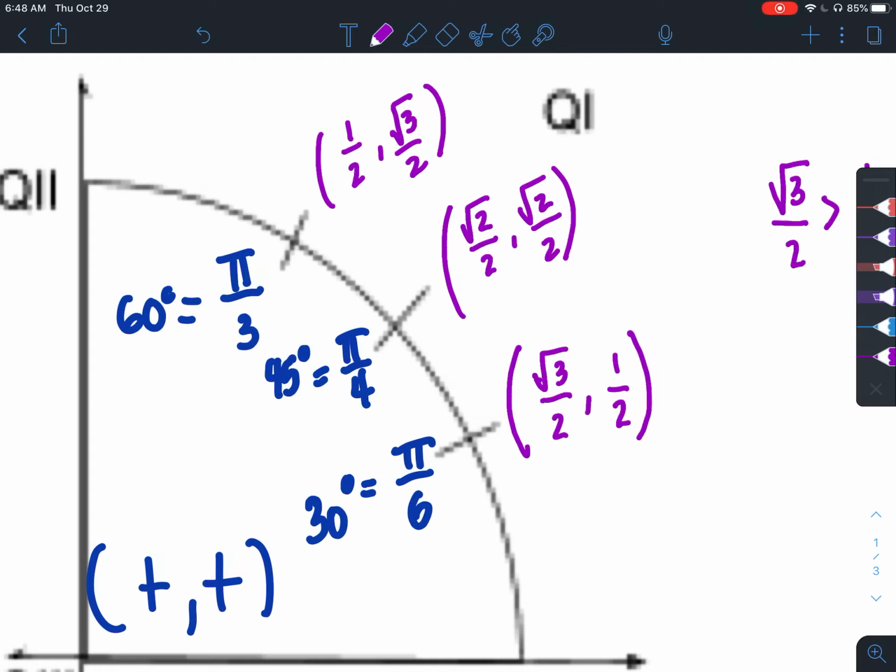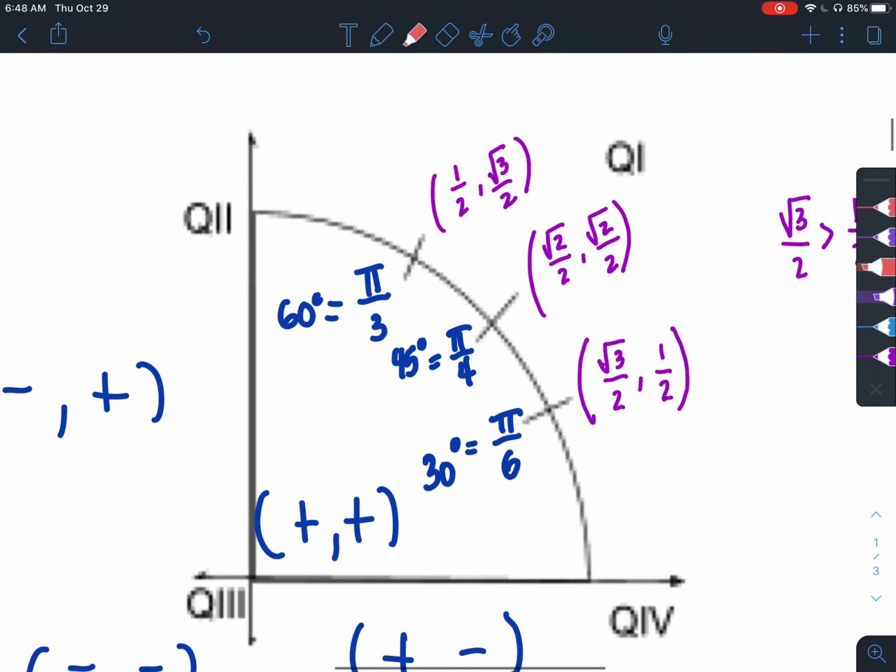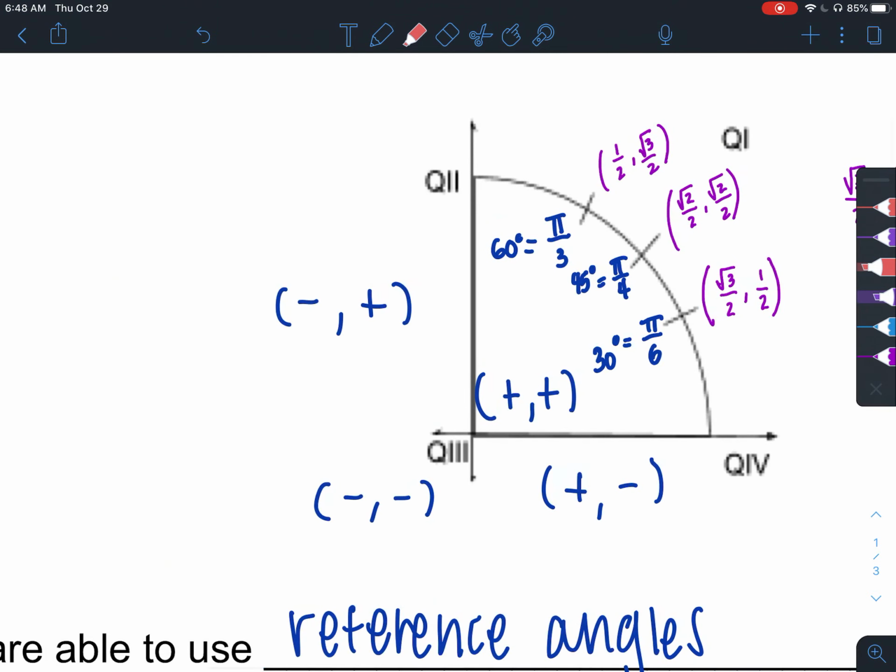Okay, so we are only using these three values: radical 3 over 2, 1/2, and radical 2 over 2. That's going to be important when we're solving trig functions.